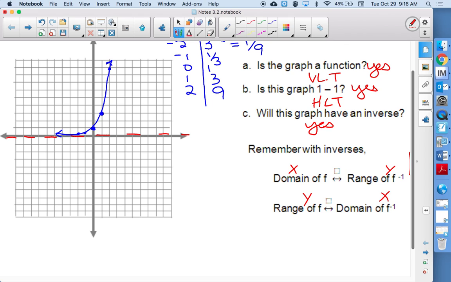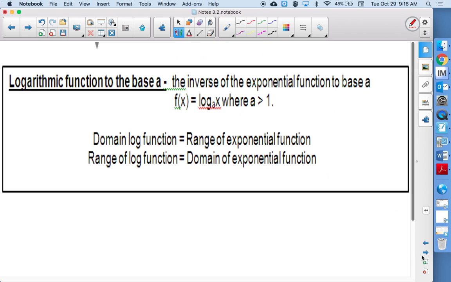So if you look below, in the little box, it talks about the log function. So an exponential function has an inverse, and its inverse is the log function. They go together, that's why we learn them together in the same chapter. It says the inverse of the exponential function with the base a can be written as f of x equals log base a of x, where a is greater than 1.